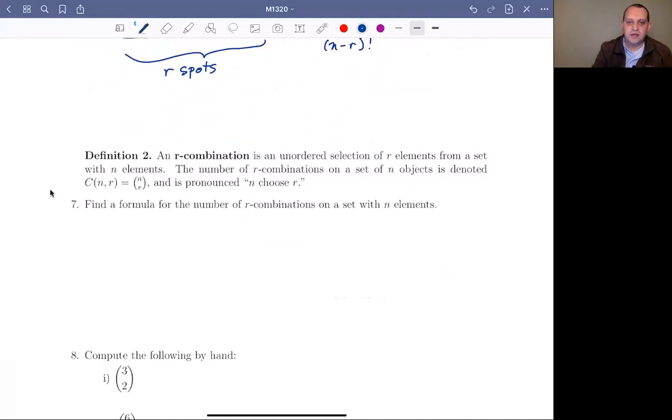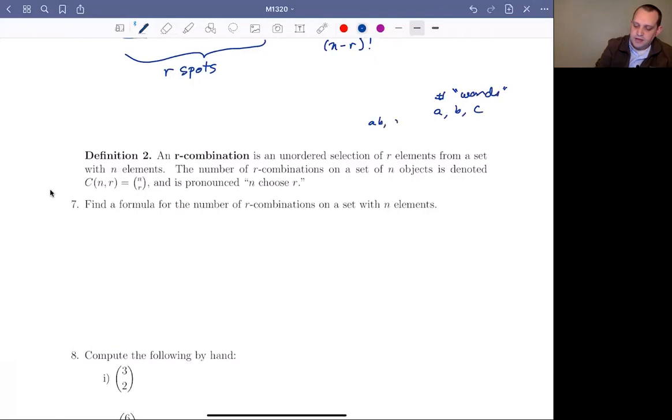And so one example I like to think about is the number of words, I don't care if they're actually words, but just arrangements of letters, say of 2 letters using the letters A, B, and C, there's 6 words you can make.